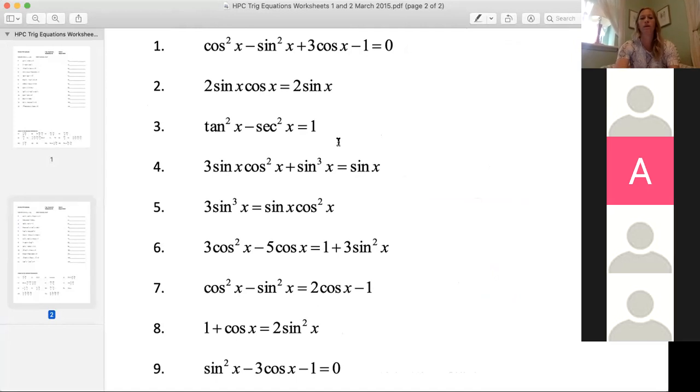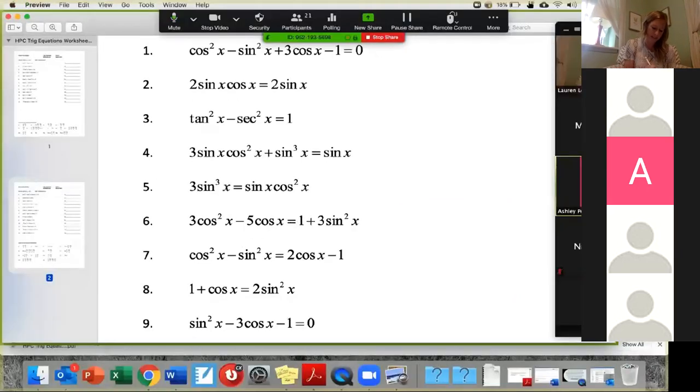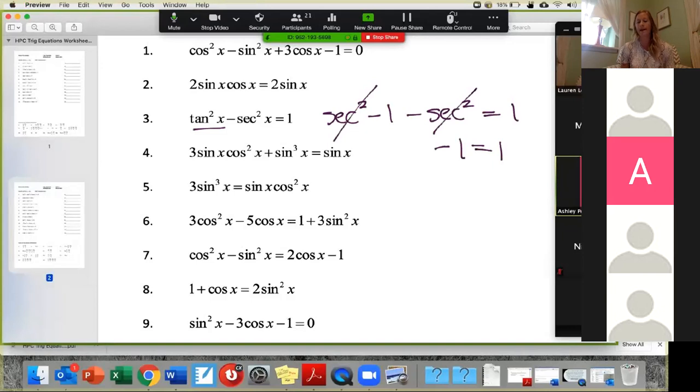I would probably make a replacement for either tangent squared or secant squared using my Pythagorean identities. So for example, I can replace tangent squared with secant squared minus 1 and then leave the minus secant squared. What's going to happen to my secant squareds? They're going to go away. So essentially I end up with -1 equals 1. Is that ever true? No. So you can't do it.